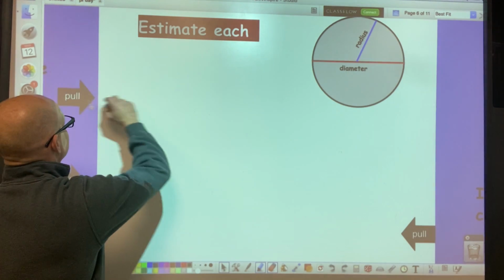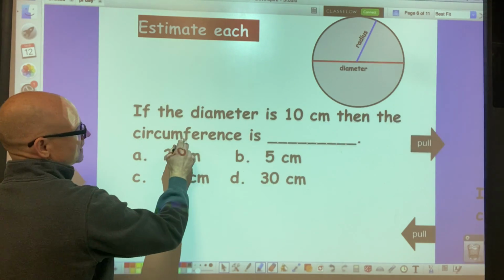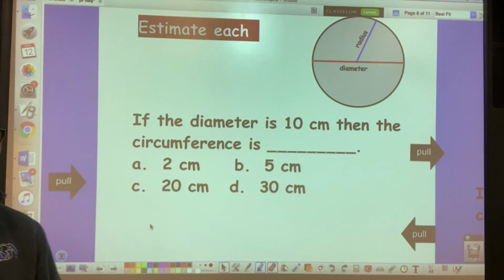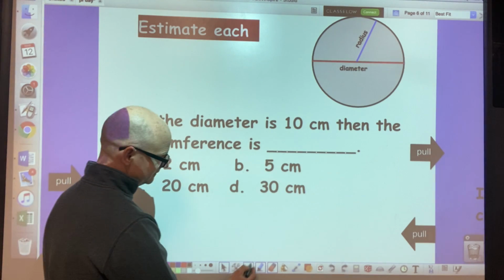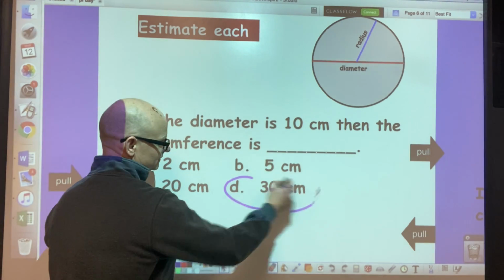Let's see what we got behind here. All right, kind of the same question. If the diameter is 10, what is the circumference, roughly? Press pause if you need to think about it. Did you say 30? Yeah, good. I think you're starting to get it. It's getting a little easier, right?